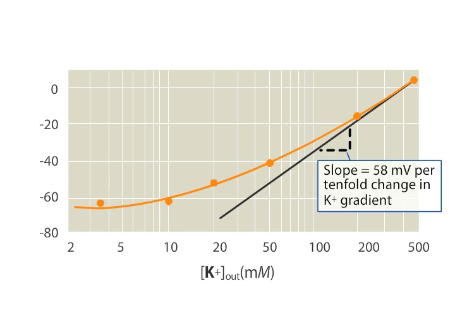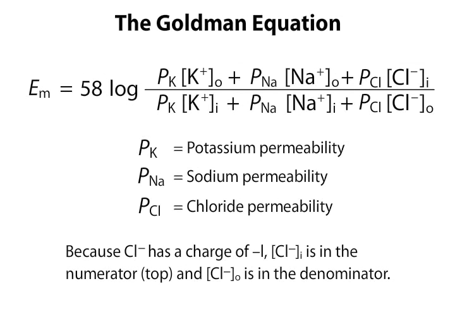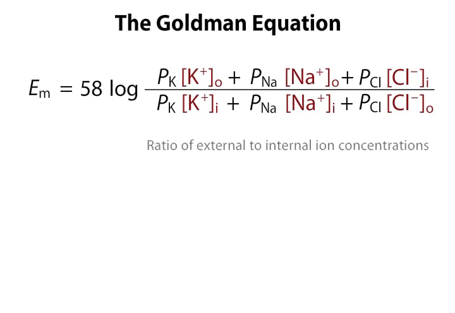The equation that allows us to do this is the Goldman equation. The membrane potential, Em, is calculated based on the concentrations and relative permeabilities of all classes of ions that cross the membrane. Like the Nernst equation, the Goldman equation reflects the ratio of external to internal concentrations for each permeant ion, sodium, potassium, and chloride. It also includes their permeability coefficients, pNa, pK, and pCl. These terms reflect the intrinsic ability of each ion to cross the cell membrane.